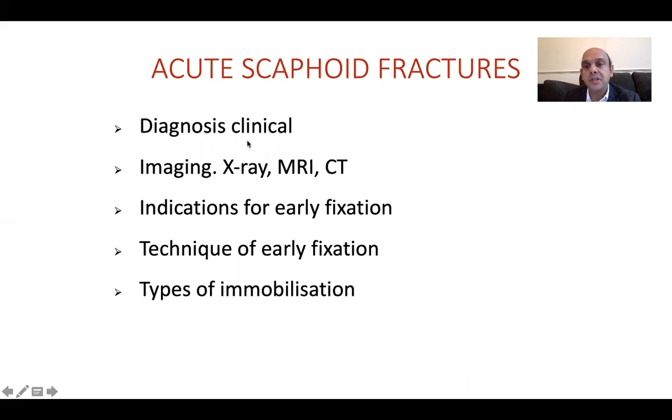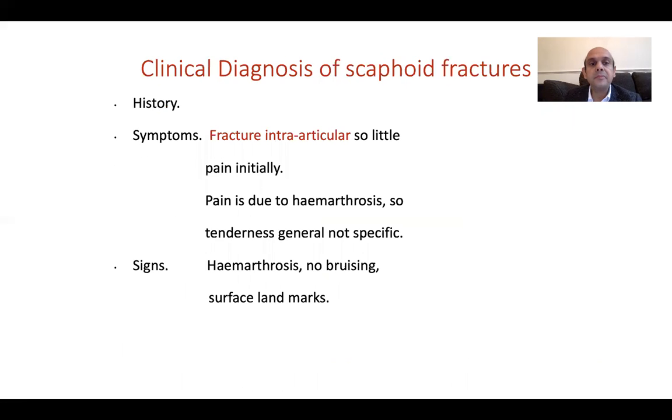How you diagnose it, imaging, indications to fix, techniques and approaches of fixation, and types of immobilization. In terms of clinical diagnosis, important in this slide is to appreciate it's an intra-articular fracture. So it's going to result in hemarthrosis, and there'll be a generalized tenderness. And there'll not be a lot of bruising. So like your intracapsular neck of femurs, no bruising, intra-articular hemarthrosis.